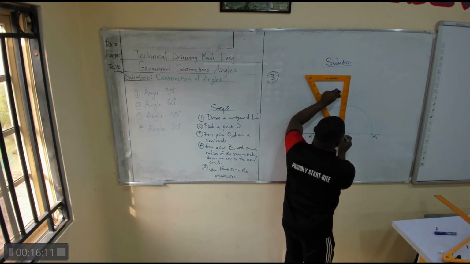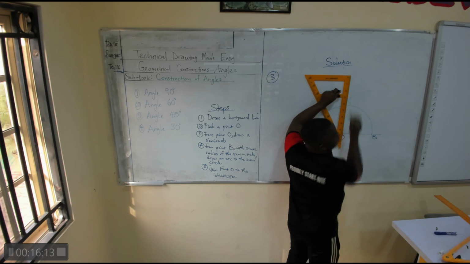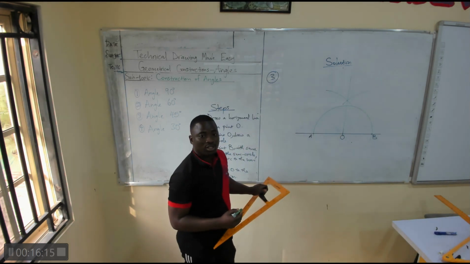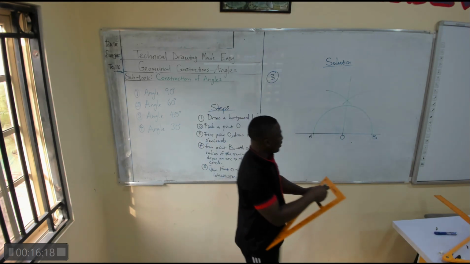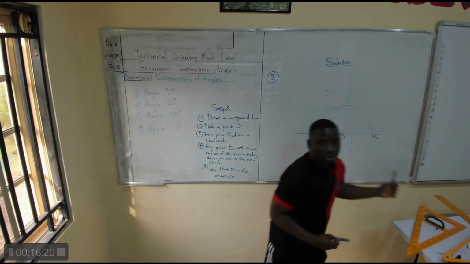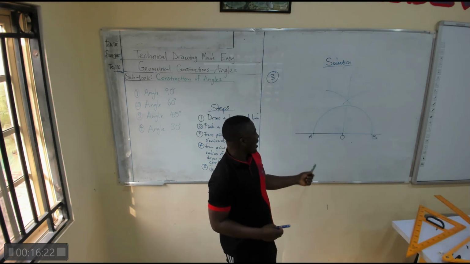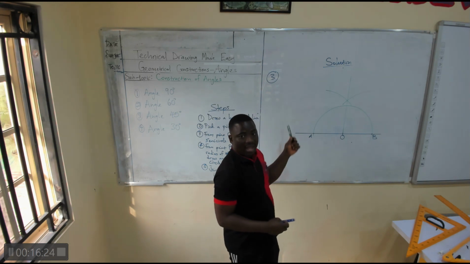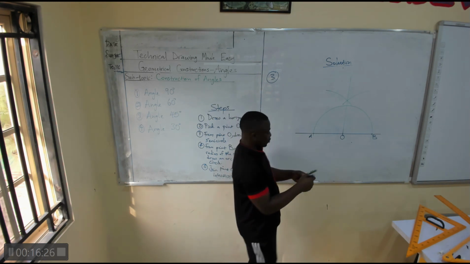I'm going to join it to point O. Can you see that? But that is not what the question asks me. I've just constructed 90. I'm asked to construct 45 degrees. So what will I do?